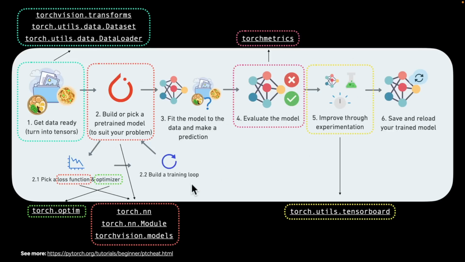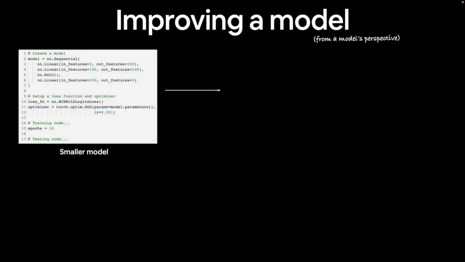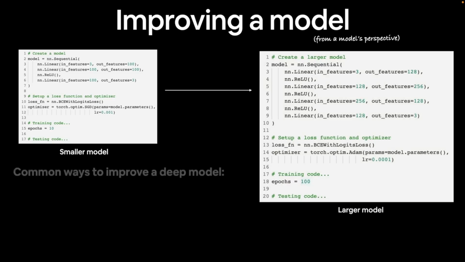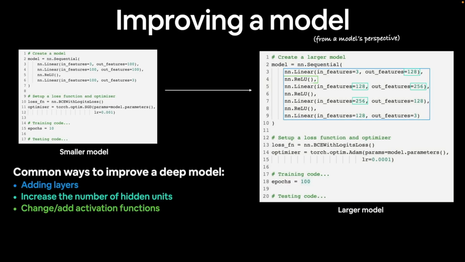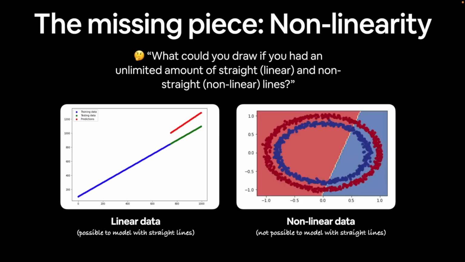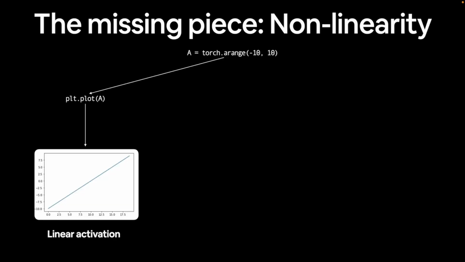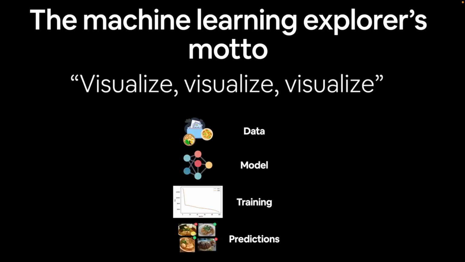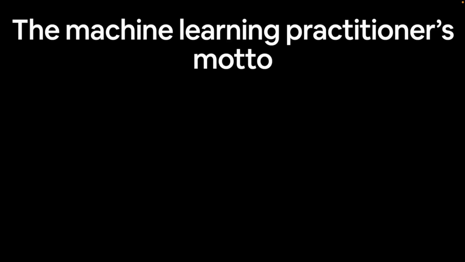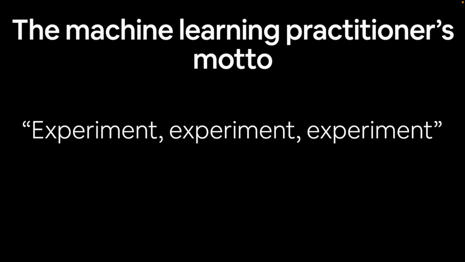Not only just binary classification, we've done multi-class classification as well. So let's not stop there though. Remember, evaluating a model is just as important as building a model. So we've been through non-linearity. We've seen how we could replicate non-linear functions. We've talked about the Machine Learning Explorer's motto: visualize, visualize, visualize. The Machine Learning Practitioner's motto is experiment, experiment, experiment. I think I called that the Machine Learning or Data Scientist motto.